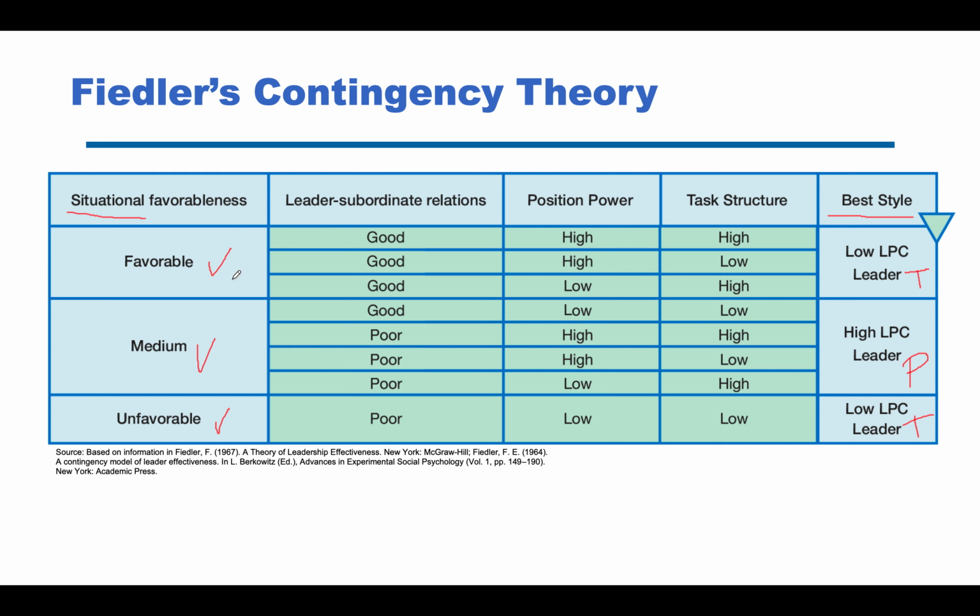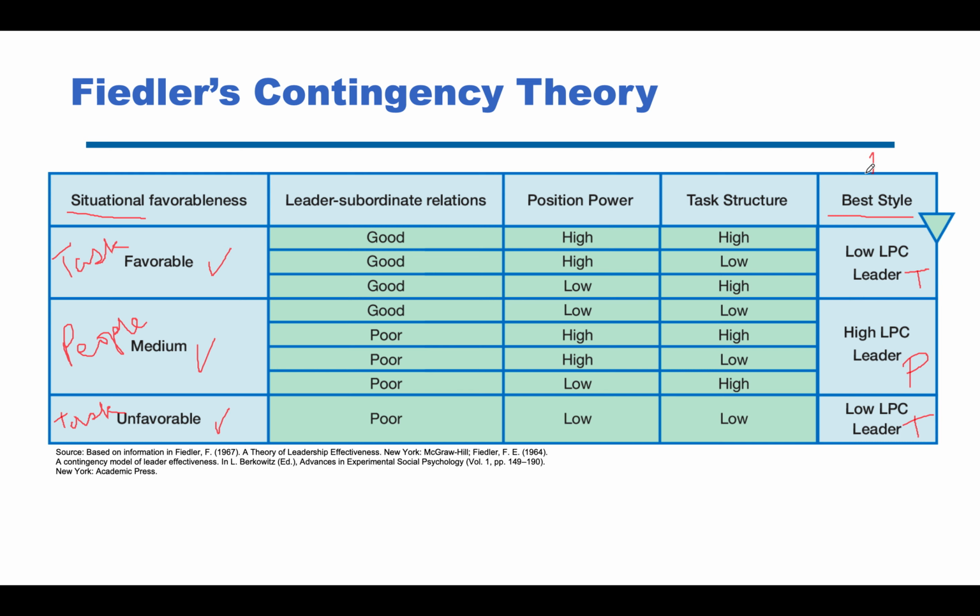So the favorable matches up with the task. So if you have a favorable situation, you need a task person. So go all the way to the column on the right to see that. If you have a medium situation, you would need a people person. And if you have an unfavorable, again, task leader. And how do you figure out what the situation is, right?